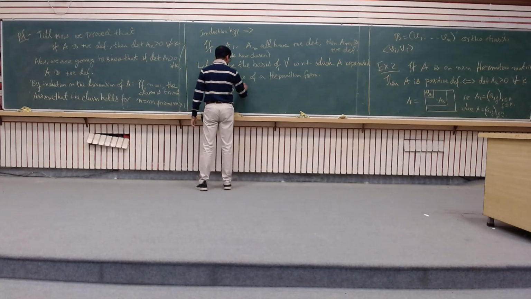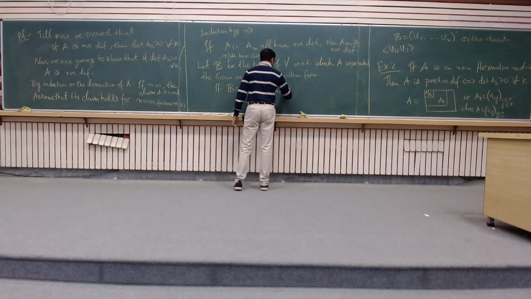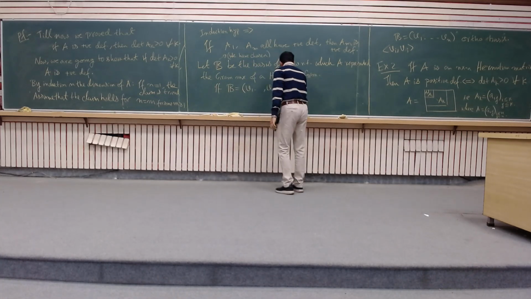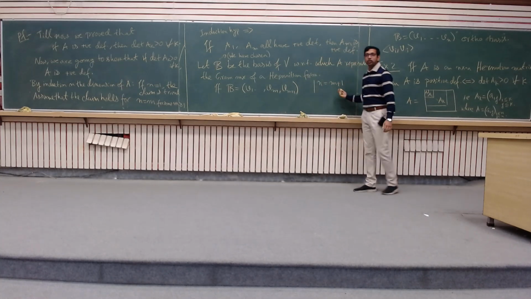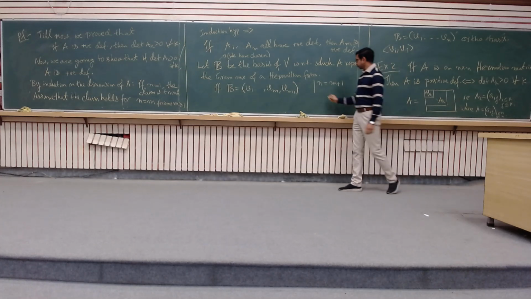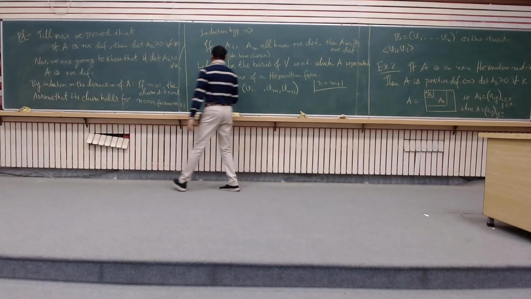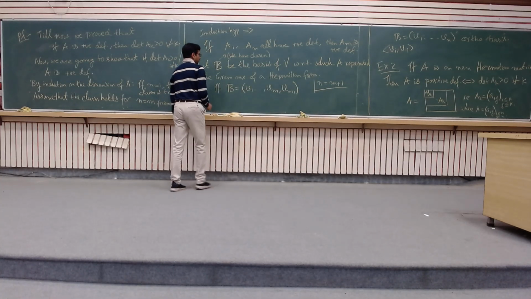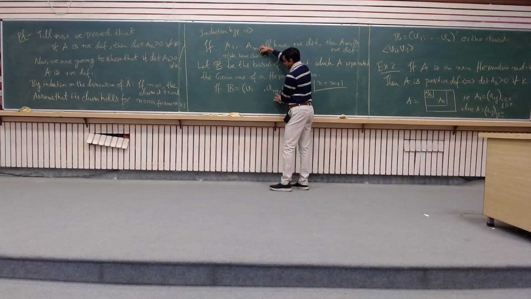Now, if B is of this form V1 dot dot dot Vm and Vm plus 1, here we are assuming that n is equal to m plus 1. That is, we are trying to prove it for m plus 1 now. Okay. So if this is our basis, then Am represents the Gram matrix of the form on the subspace of V, which is spanned by V1 to Vm.